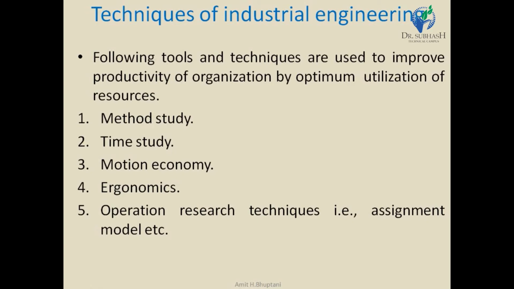And last is operations research techniques. In operations research there are many techniques. In that there is the assignment model, which deals with the allocation of workers. For example, if there are 5 machines and 5 jobs, how will you allocate those machines to the jobs such that your time is reduced or optimized? How you optimize those resources such that your production will increase and time will also reduce.